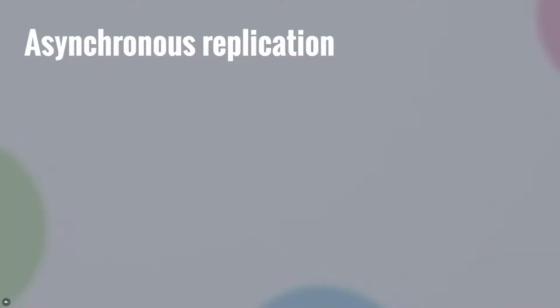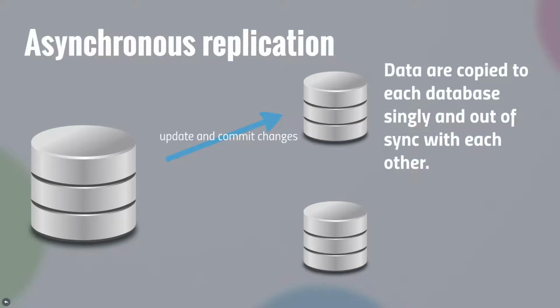Second one is the asynchronous replication. Data are copied to each database singly and out of sync with each other. In asynchronous replication, the lag time of transmitting replicas to each remote database must be acceptable to the business. The database updates are stored in a deferred queue and will be transmitted at a scheduled time. It should ensure that the data are replicated to each remote location successfully.